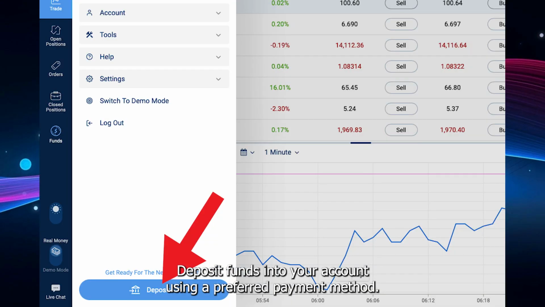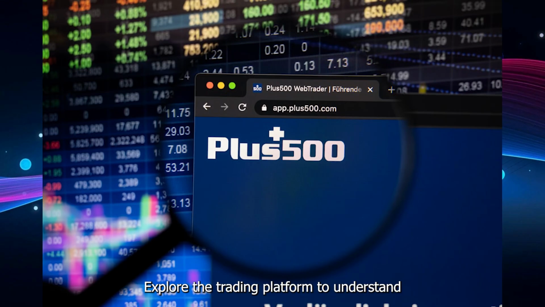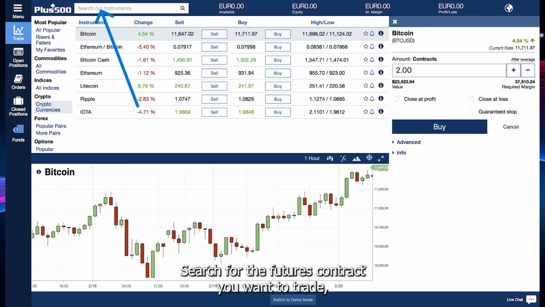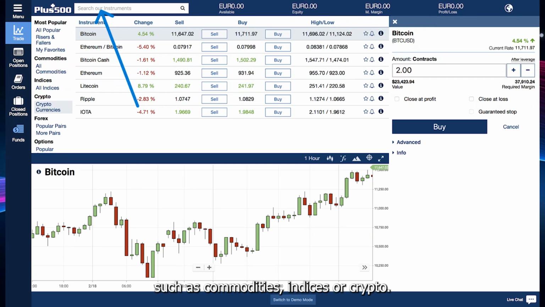Deposit funds into your account using a preferred payment method. Explore the trading platform to understand how it works and where everything is located. Search for the futures contract you want to trade, such as commodities, indices, or crypto.